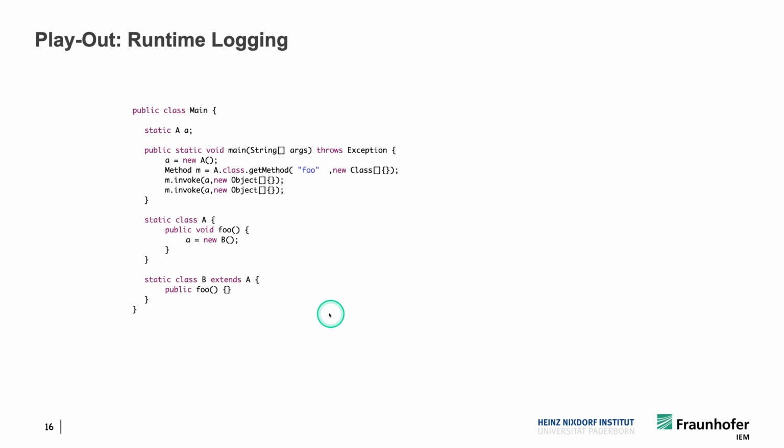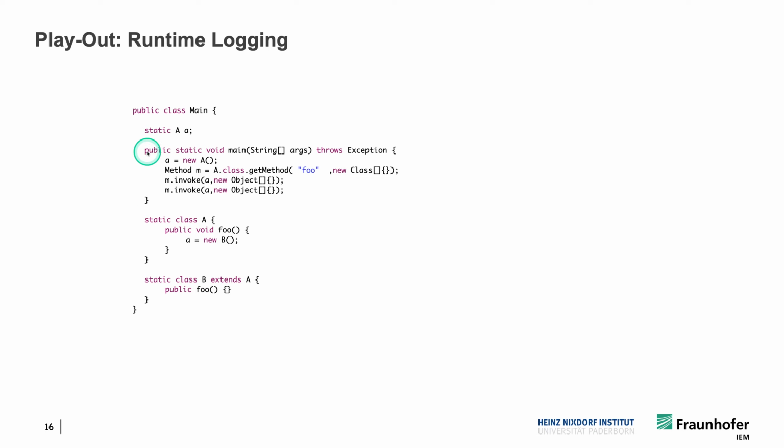Let me show you a relatively simple example. This is an example I've adopted from a previous one I showed you. Here we're using a reflective method call to obtain a handle to method foo, first of all, from class A. Then we're invoking this on an object that has type A. We're invoking it a couple of times, but that doesn't really matter.